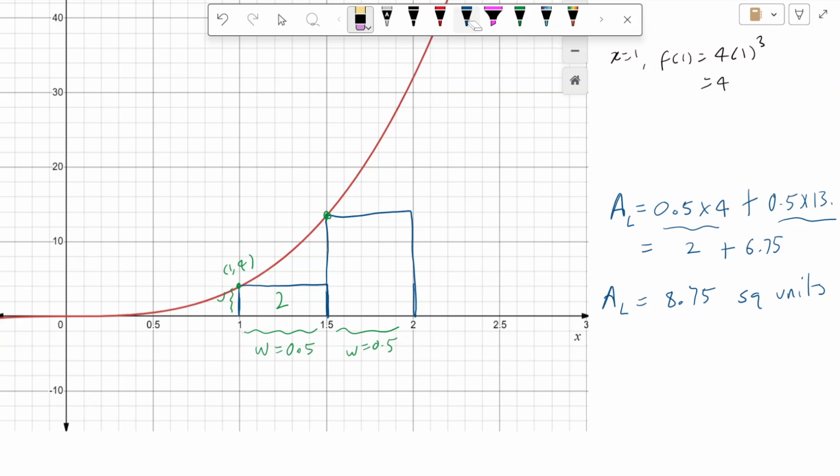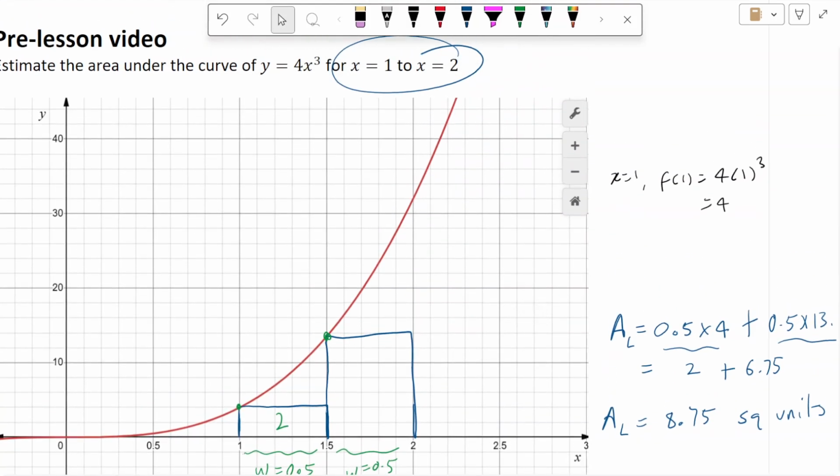Next, we're going to do the upper area. So the upper area is going to look a bit different. We're going to go to the top. So basically, these rectangles are going to be sitting above the function. So that will be one of the rectangles there. And sitting across like that will be another one of the rectangles here.